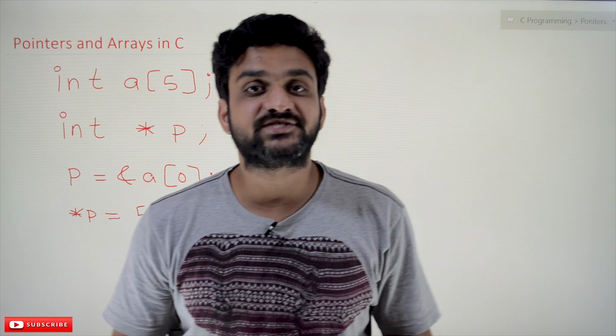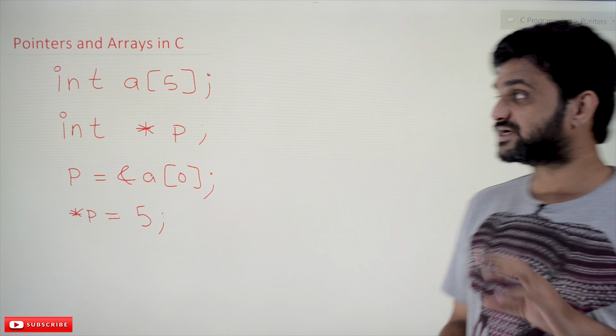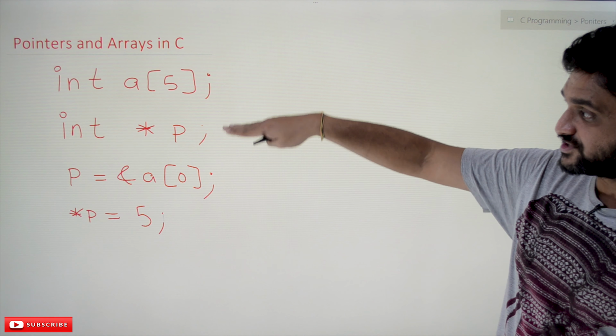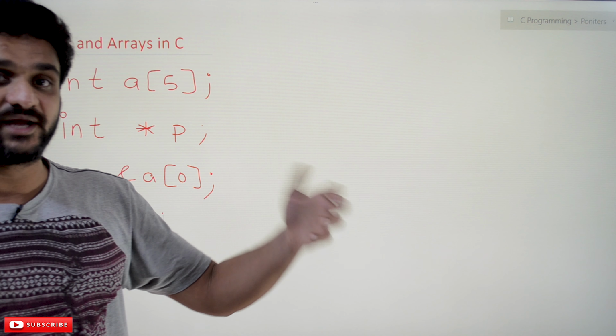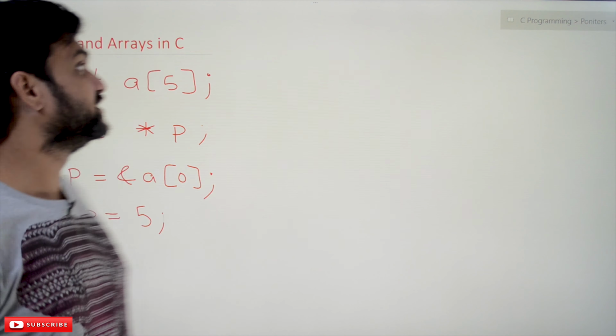Now, coming to this class, we'll try to understand how the address of an array is assigned to a pointer. C provides that feature. The addresses of arrays can also be assigned to a pointer. Let's try to understand step by step with a simple program, and how the addresses of the array can be assigned to a pointer.